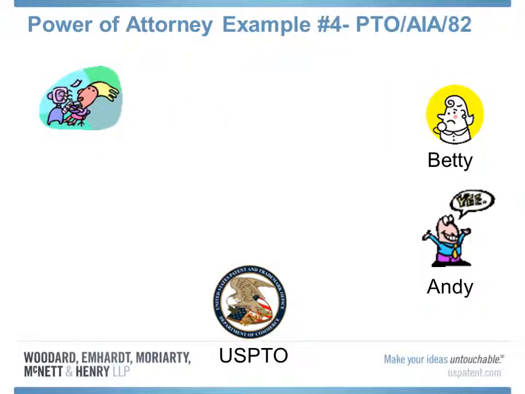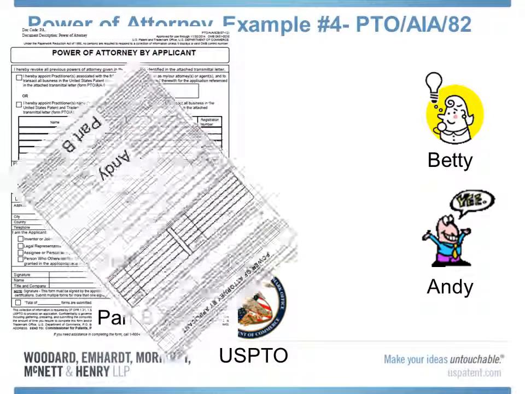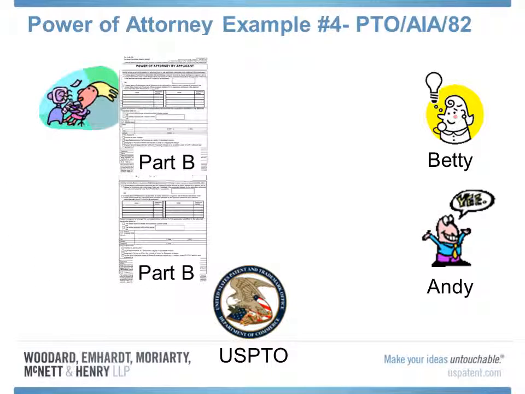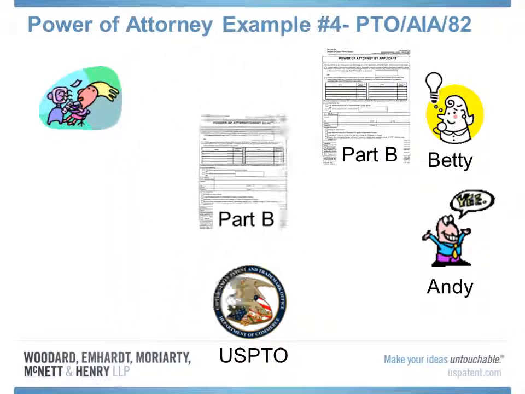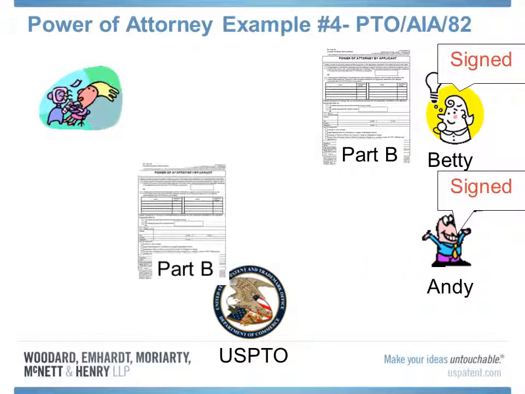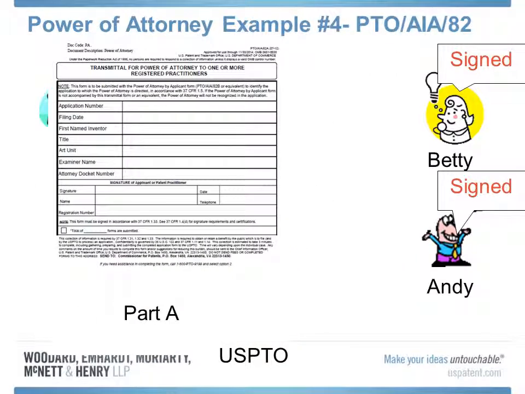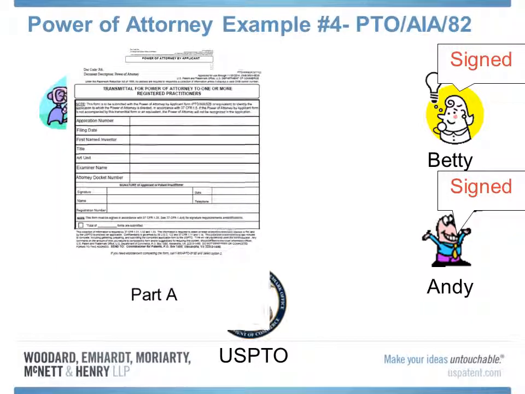This is probably the more common example. You might want to use this form where you have two separate inventors, Andy and Betty in this example. You go ahead and prepare a Part B form, 82 Part B form, for Betty as well as Andy. And then you go ahead and send them to the individual inventors and then have them sign it. And then they send it back to us, and then you submit both of those forms with the Part A form as shown here. So you fill out the information and file it with the application.